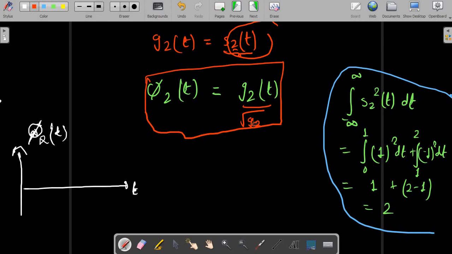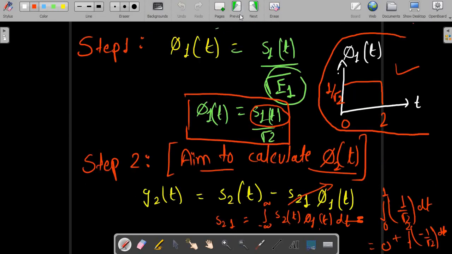So we have to divide it by energy. Let me write energy as the square root of the integral from minus infinity to infinity of g2 squared t dt. And we know that since g2(t) is equal to s2(t), let's say the energy of signal s2(t) is given by E2. You can easily calculate this from the figure of s2(t). I'm not going there again.